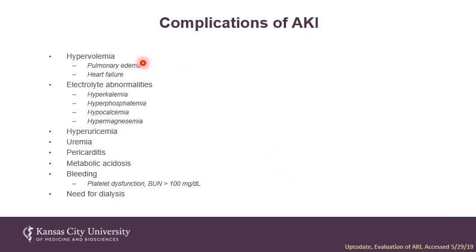What are the complications? Complications can be hypervolemia from excessive fluid status. You get pulmonary edema, heart failure. You can have any of these electrolyte abnormalities. Your uric acid level can go up. You can be uremic. You can become acidotic. If your BUN is above 100, you can be at risk of bleeding because of platelet dysfunction. And you may need dialysis.